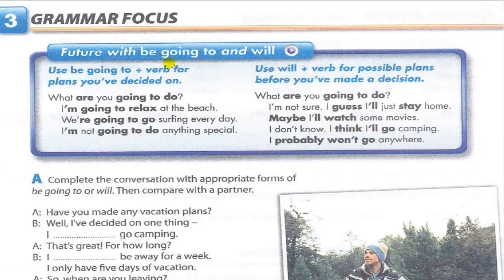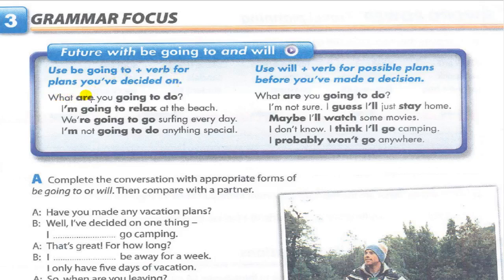Future with be going to and will. Going to, gonna. Going to plus verb. Why do we use going to or gonna? For plans you've decided on. For having made a decision. I already made my decision. I made up my mind.